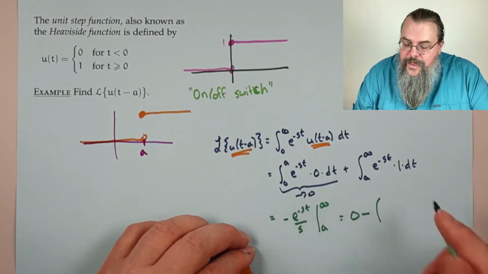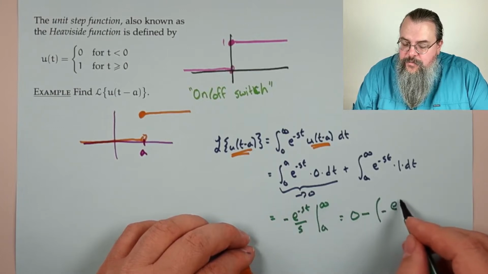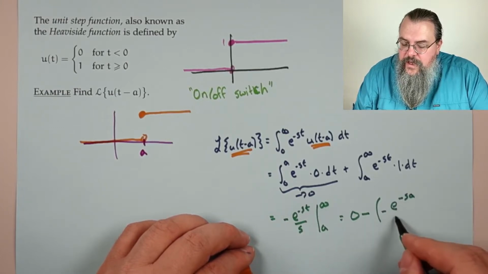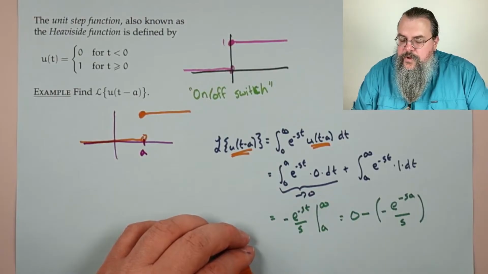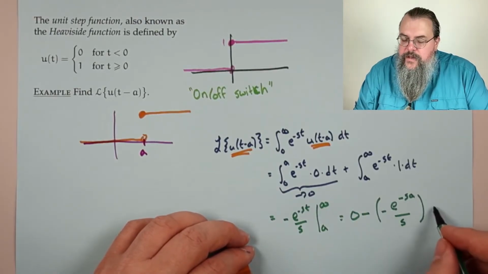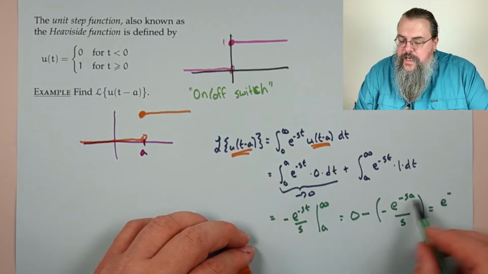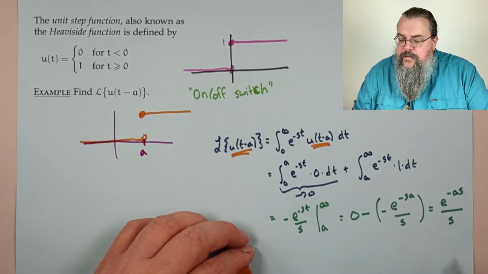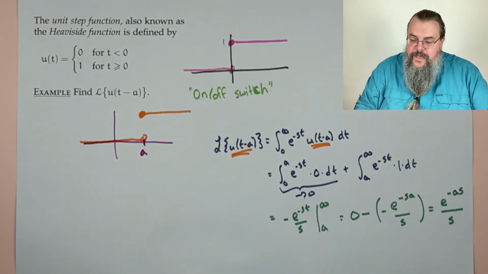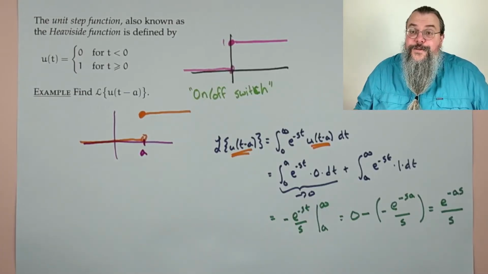So you're going to have minus e to the minus sa over s. Or minus minus makes a plus. And I'll put the a in front, because right now we're thinking of the s as the variable. All right, and that's the rule.